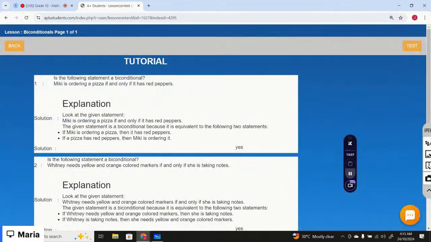Is the following statement a biconditional? Mickey is ordering a pizza if and only if it has red peppers. So the given statement is a biconditional because it is equivalent to the following two statements. If Mickey is ordering the pizza, then it has red peppers, right? If a pizza has red peppers, then Mickey is ordering it. So the correct option is yes, that is.